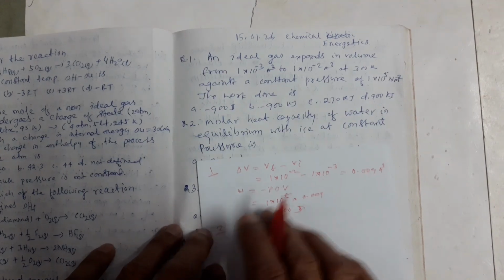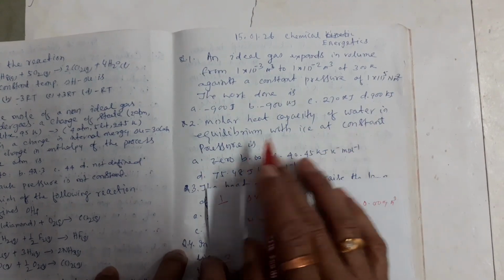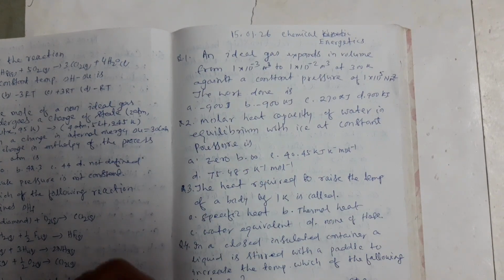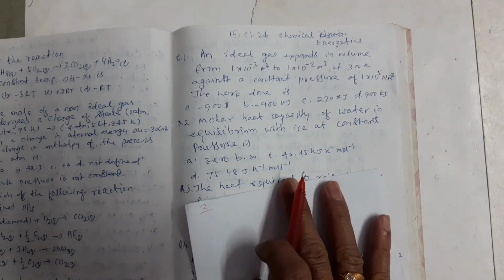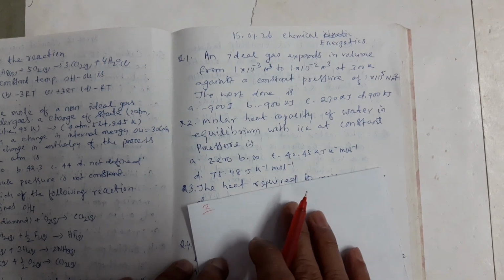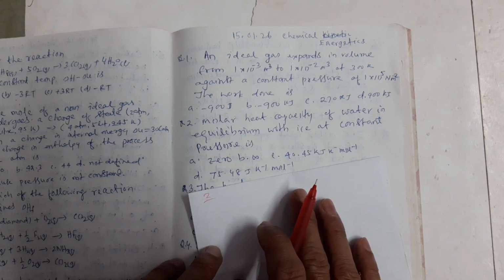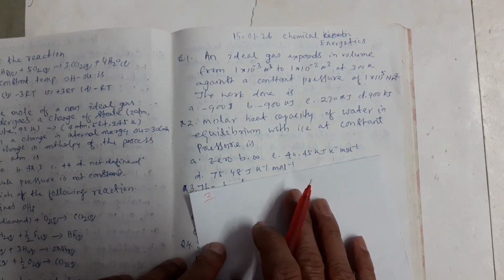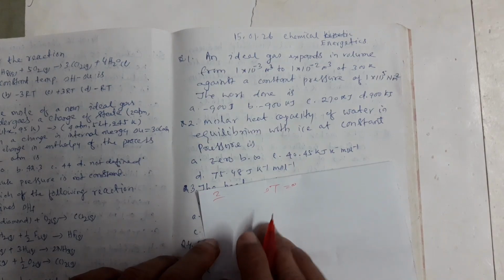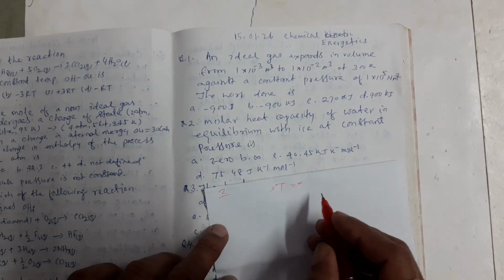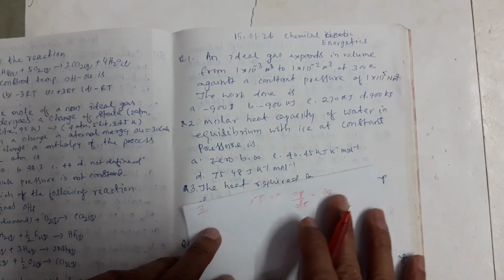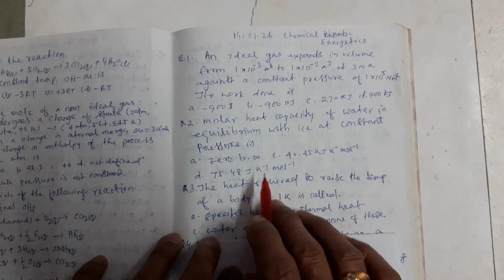Question number 2: what is the molar heat capacity of water in equilibrium with ice at constant pressure? See, during the phase change, the added heat is used to change the state of the substance rather than its temperature. That means the temperature remains constant, ΔT is zero, making the heat capacity Cp, that is q by dT, infinity. So choice B is the correct answer.